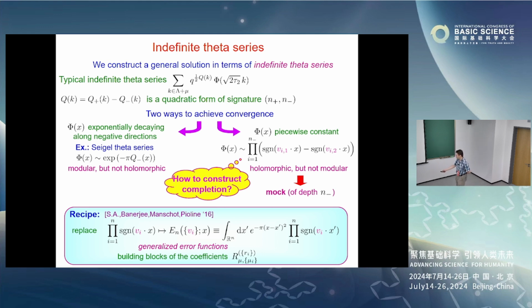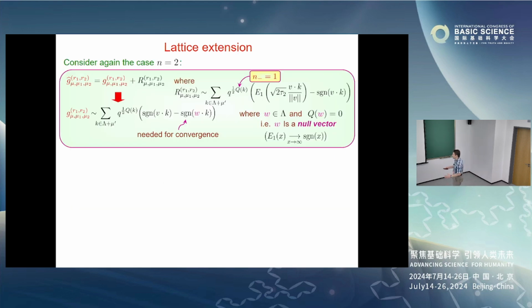And as I mentioned, the generalized error functions also appear as building blocks of our coefficients R. So this is why it's natural to look for our solution in terms of indefinite theta series. Now let me show how this can be done in the simplest case of two charges. I believe this is really instructive to see how this works. So this is the equation which we need to solve.